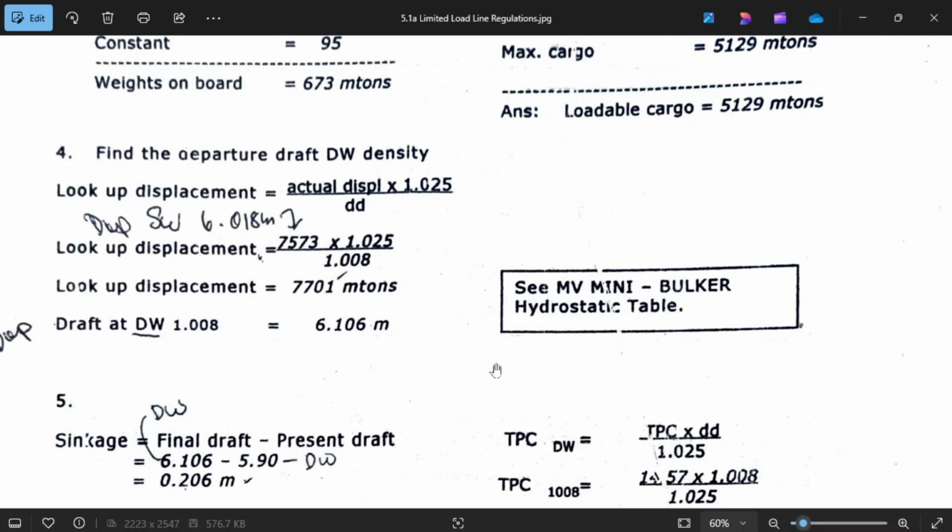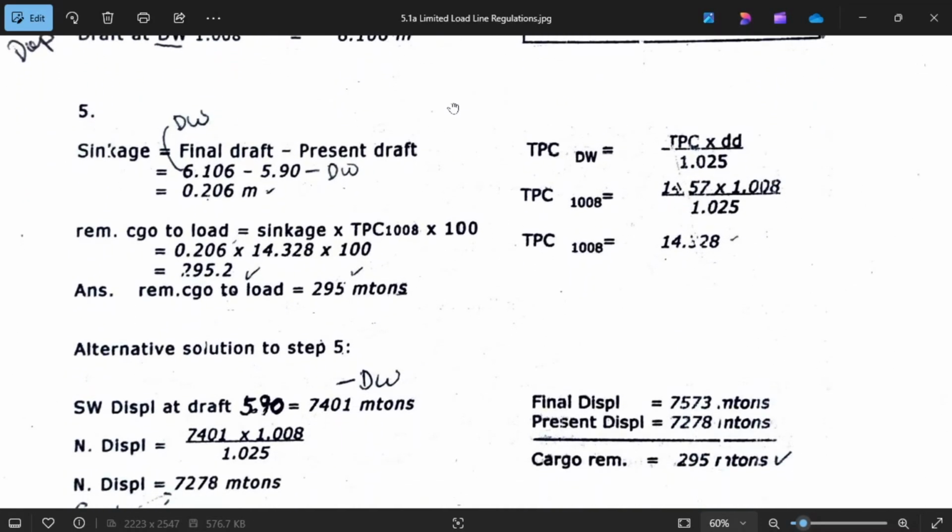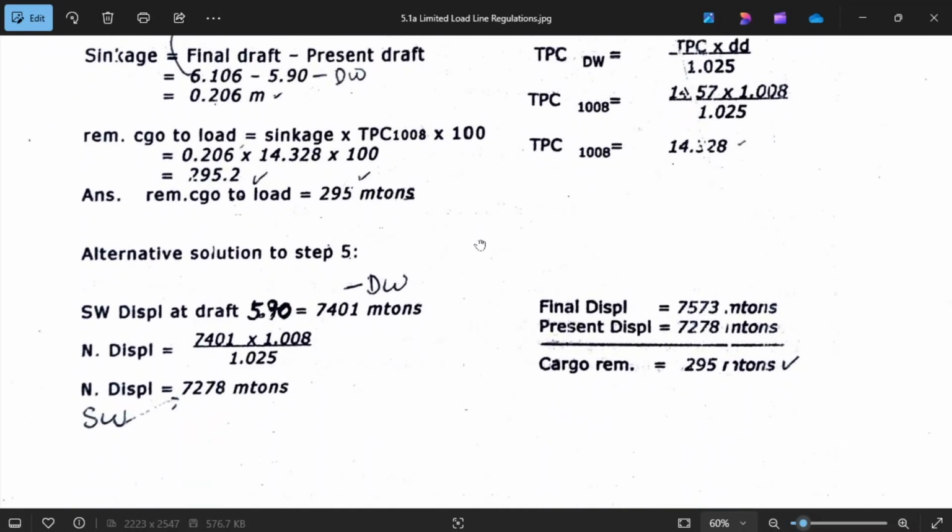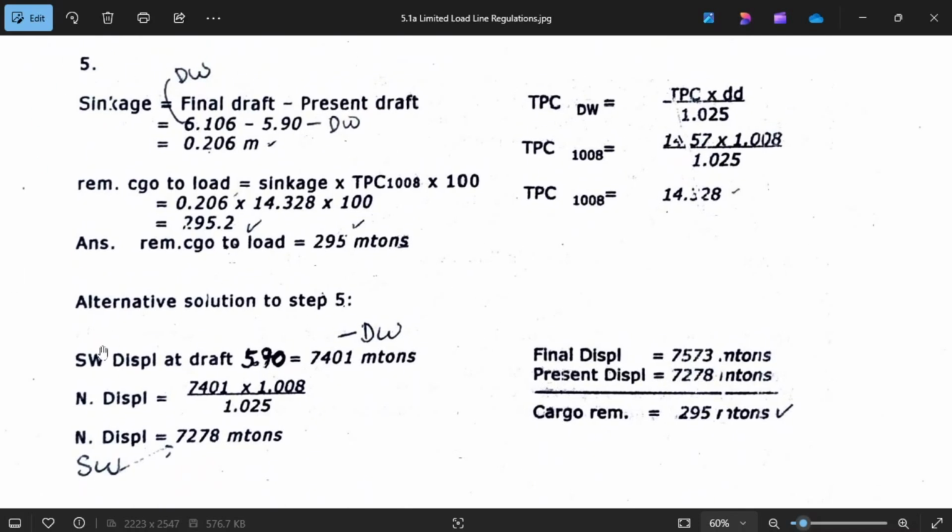Hi guys, I want to explain about this alternative in number 5. It says here alternative solution to step number 5, meaning there's another solution for how to get this remaining cargo to load, which has an amount of 295 tons. And here's the alternative solution in step number 5.